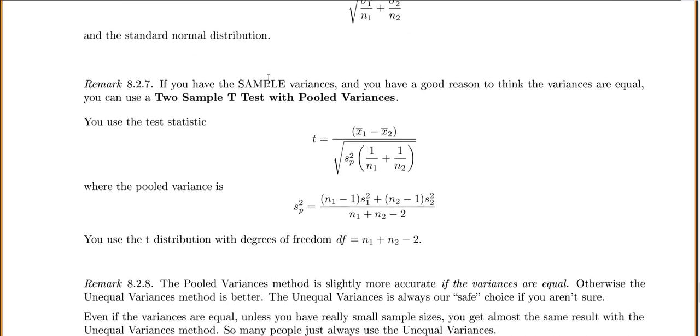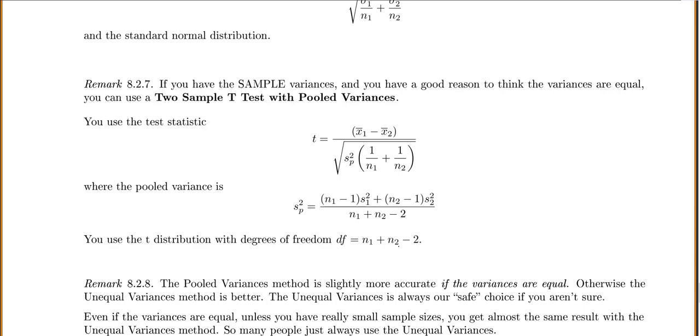If you have the sample variances and you have a good reason to think that the variances are equal, we use a two-sample t-test with pooled variances. So what that means is we do this pooled variance, this s_p squared here. This is called our pooled variance. It's just a weighted average of our variances, and then we put that inside the square root. And the degrees of freedom is a lot easier than the degrees of freedom that we did. This is why this test has stuck around for so long, because it was a lot easier to compute by hand.